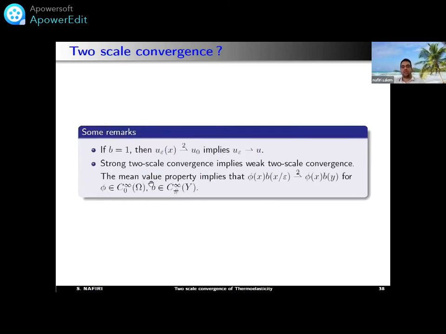The second remark is that strong two-scale convergence implies weak two-scale convergence. Again, you consider V equal to the product of phi and B, and phi and B two-scale converge to phi(x) B(y), and you get the right implication.